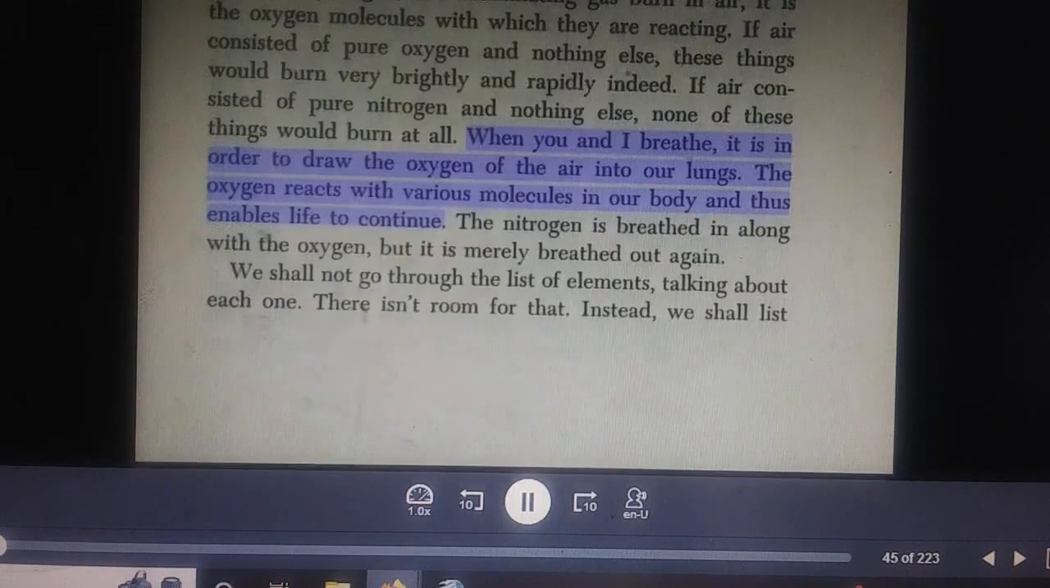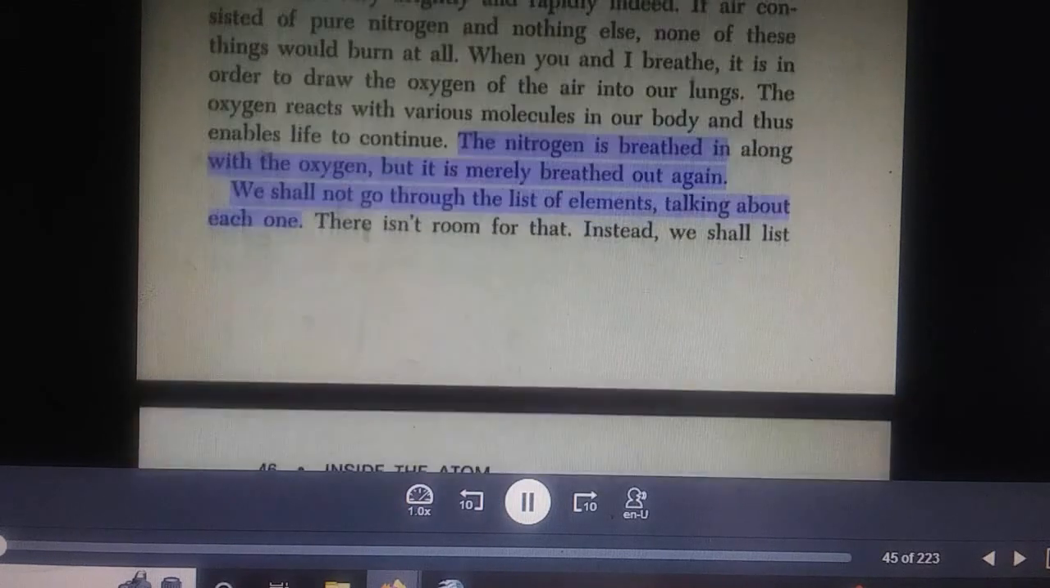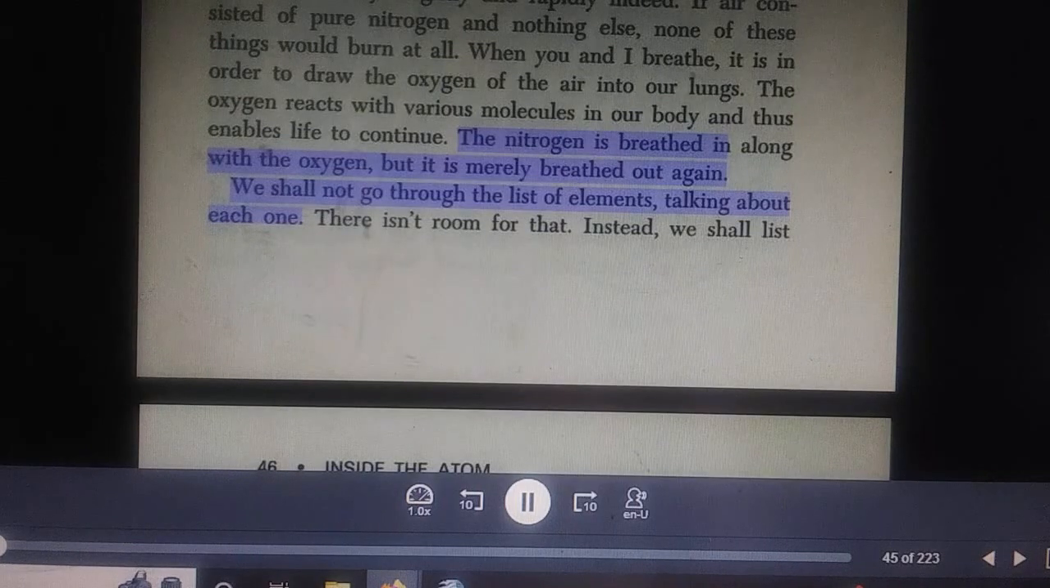When you and I breathe, it is in order to draw the oxygen of the air into our lungs. The oxygen reacts with various molecules in our body and thus enables life to continue. The nitrogen is breathed in along with the oxygen, but it is merely breathed out again.